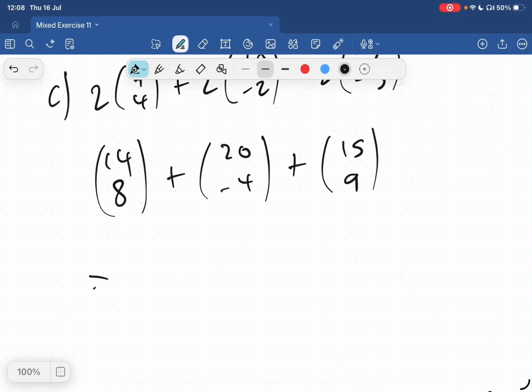And now I'm going to add them all together. Okay, so 14 plus 15 first, 29, 49, 4 plus 9, 13, and that is our final answer.